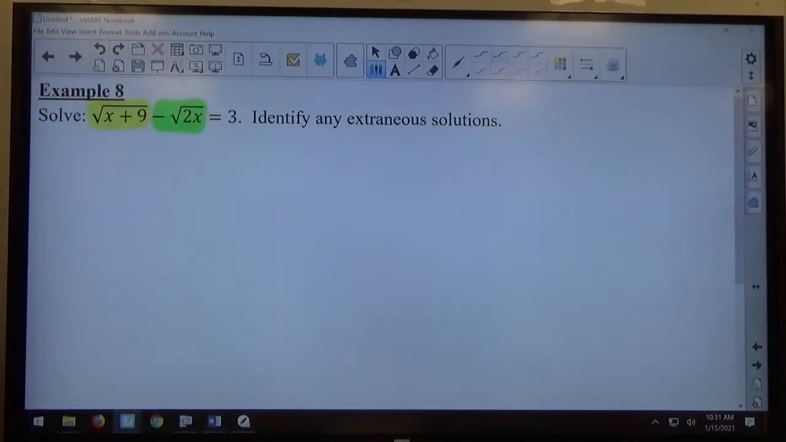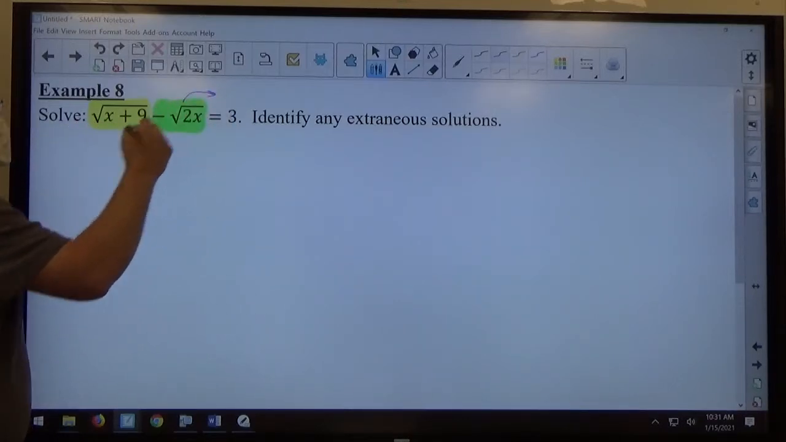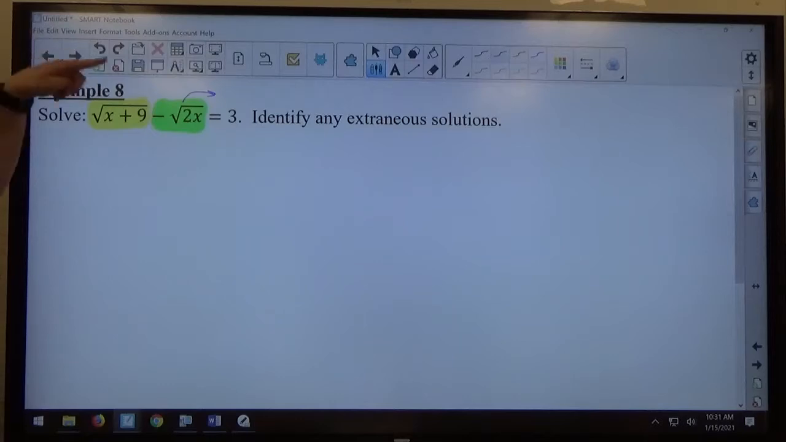So, as with the other radical equations, I need to isolate the radicals, what I've always said, but now there's more than one radical, so I have to isolate a radical. I can either isolate the square root of x plus 9 or negative square root of 2x. It really doesn't matter which one. Since this one's negative, if I move it across it becomes positive. I like positives better, so I'm going to move the square root of 2x over there.